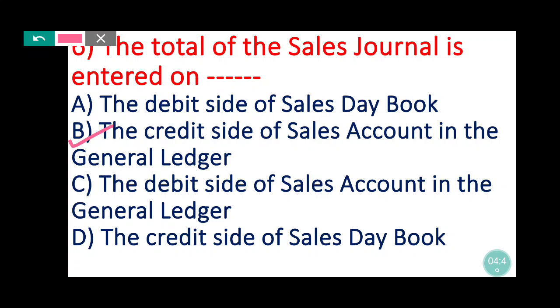The other options: debit side of sales day book is wrong, as sales day book has no debit or credit side, it is just a subsidiary book. The credit side of sales day book is also wrong. Debit side of sales account? No. The sales total is transferred to the credit side of the sales account.